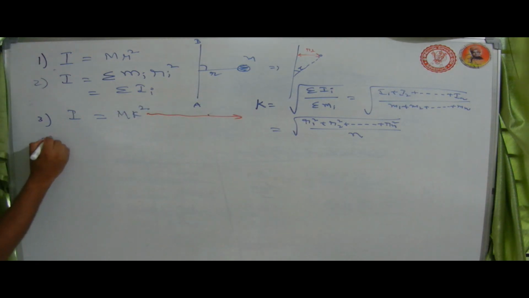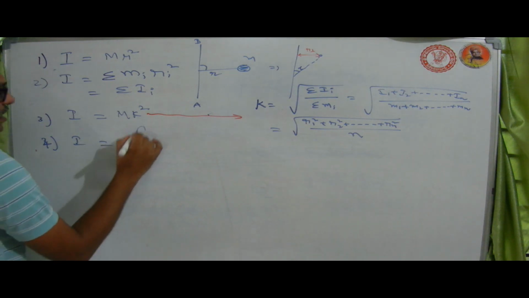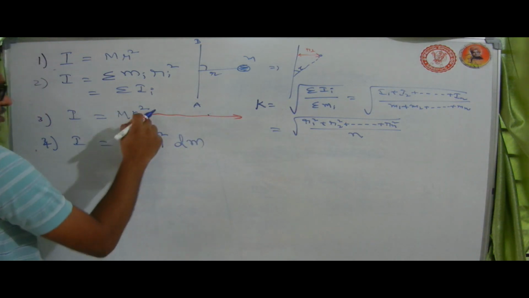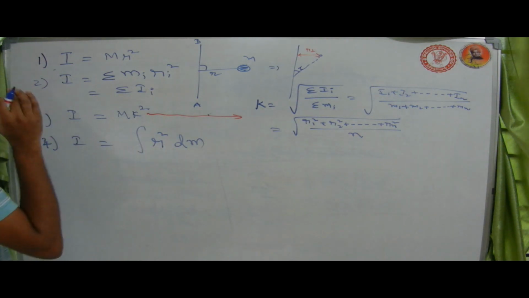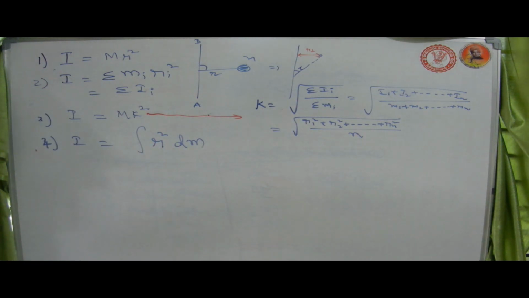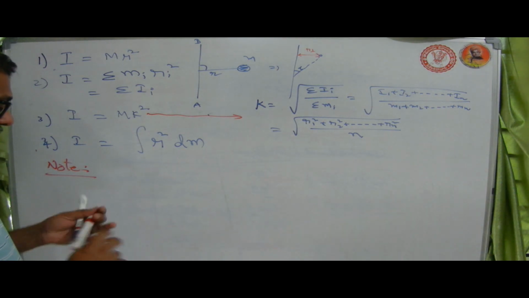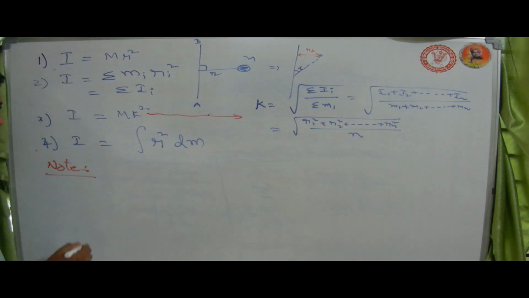And the fourth one: in the examination, suppose an integration problem is there, then you can write r square into dm. We have to substitute limits and then find the value of total moment of inertia of the system. Now let us consider one important note. In the entrance examination, these kinds of questions will come.